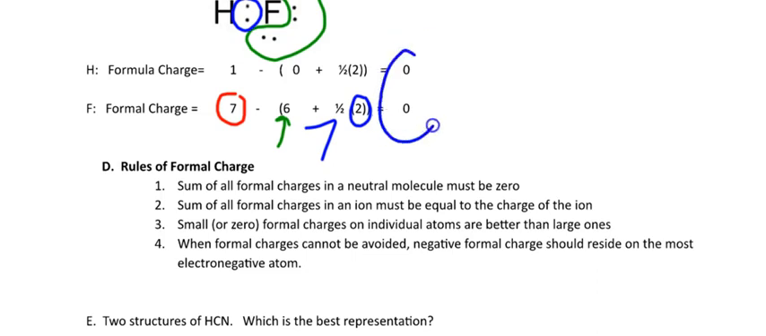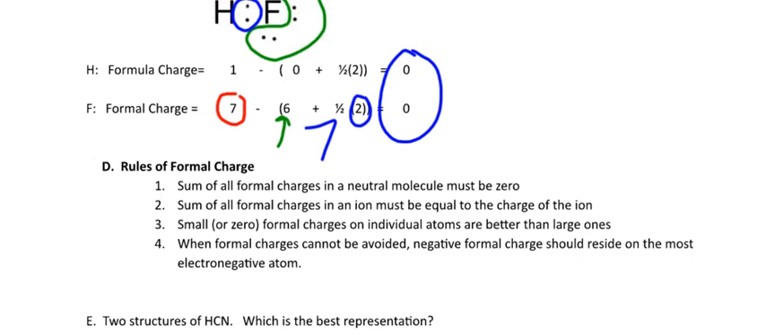So, what does that mean? These zeros here are pretty preferable, okay? They're better than bigger numbers, okay? So it says when formal charges cannot be avoided, negative formal charges should reside in the most electronegative atom. So what does this mean? If they're not all zeros and you get something that's a negative, it should be on the most electronegative element. So fluorine, chlorine, oxygen, okay, those should have your negative charges.